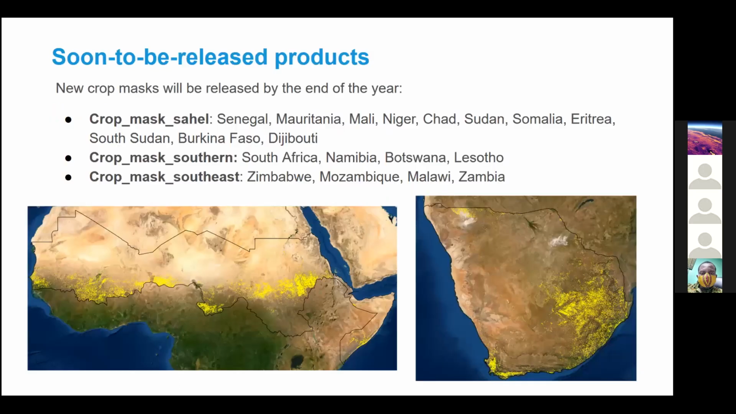And then I wanted to put a slide here to say that there are more masks coming soon. I see Bako's on the call there. The crop mask for Sahel will be coming out in the next month, as well as this one for the southern area. And then the southeast, which covers Zambia, Mozambique, etc. I hope to have that one by the end of the year, but it might be early next year. So the rest of the continent will come along quickly.